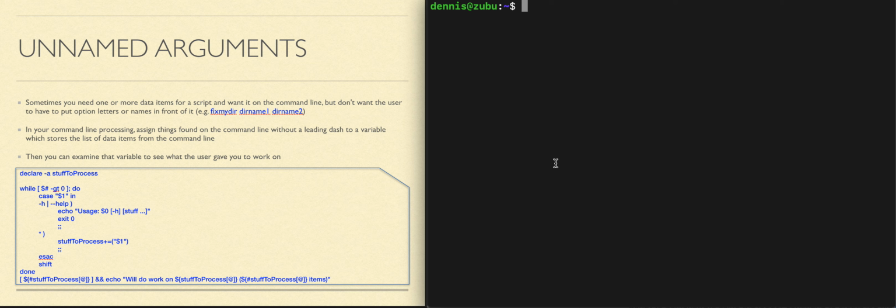But most people who enter those things don't expect to put option letters in front of a file name to work on. Think, for example, of the copy command. You don't say copy -source file name, -destination file name. You just say copy file 1 to file 2. To do that in your scripts requires a slightly different kind of command processing than what we've done so far.